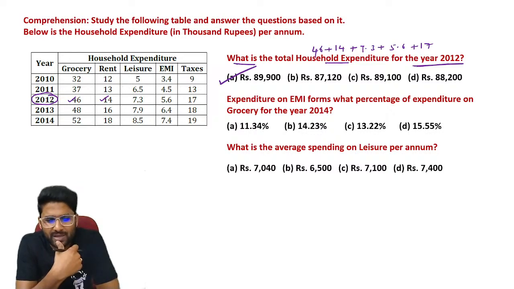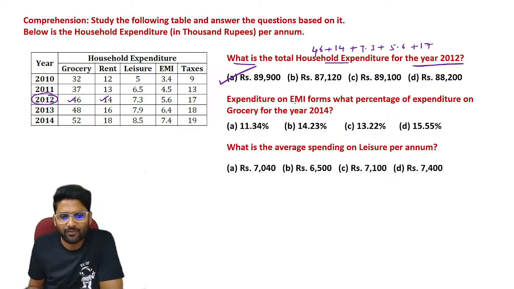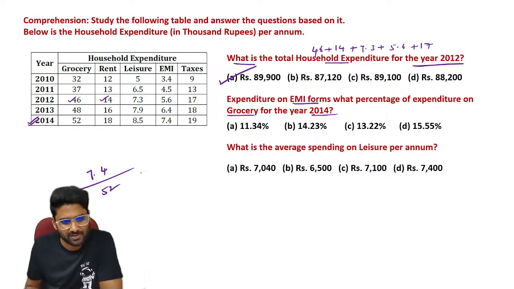Here, question number 2. Expenditure on EMI forms is what percentage of expenditure on grocery in the year 2014? They are talking about 2014. So here expenditure on EMI, 7.4, is what percentage of grocery? Grocery is 52. So we have to identify how much percentage it is.